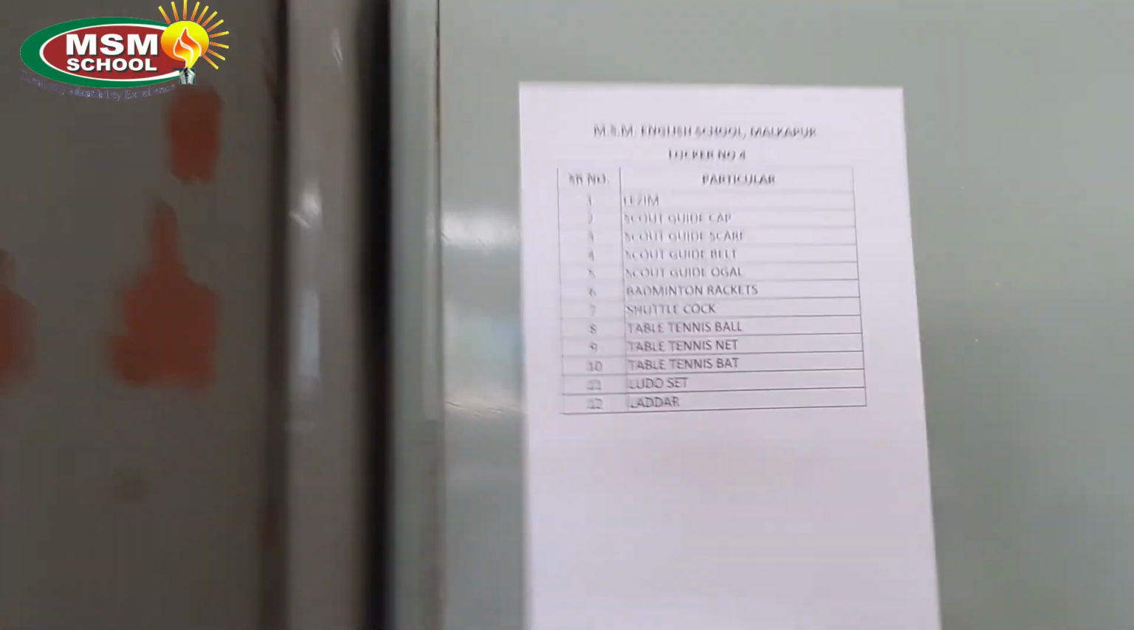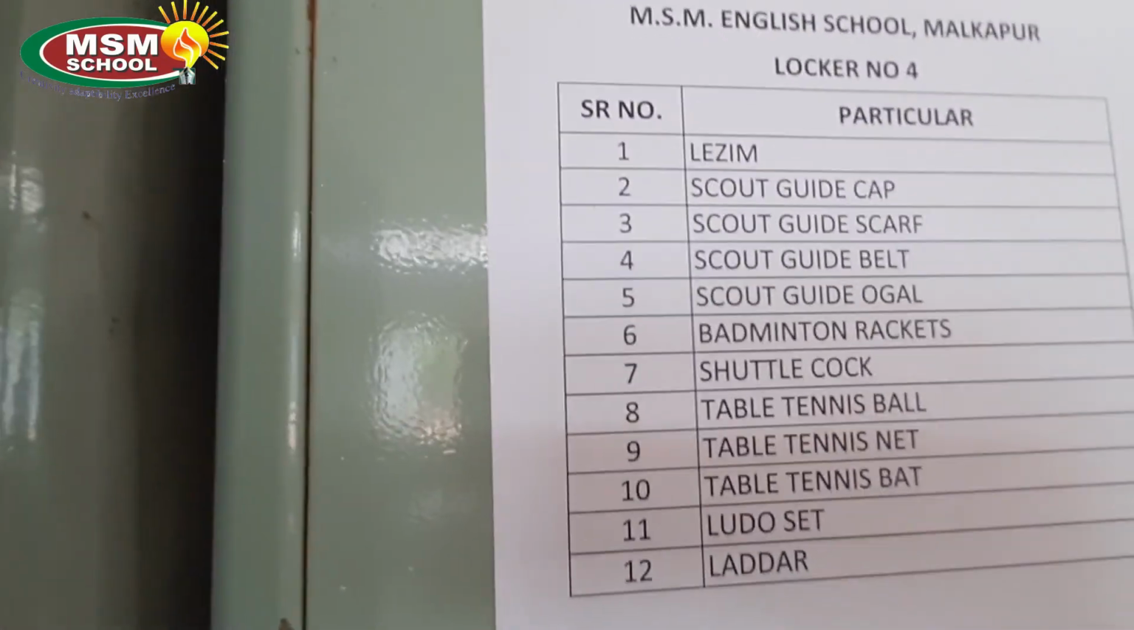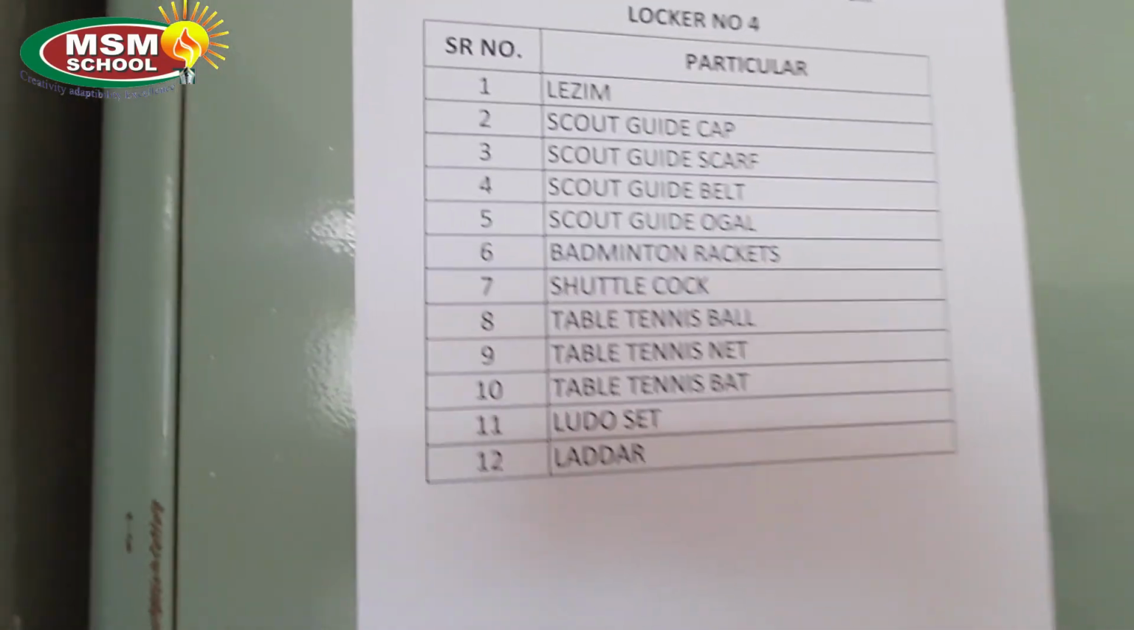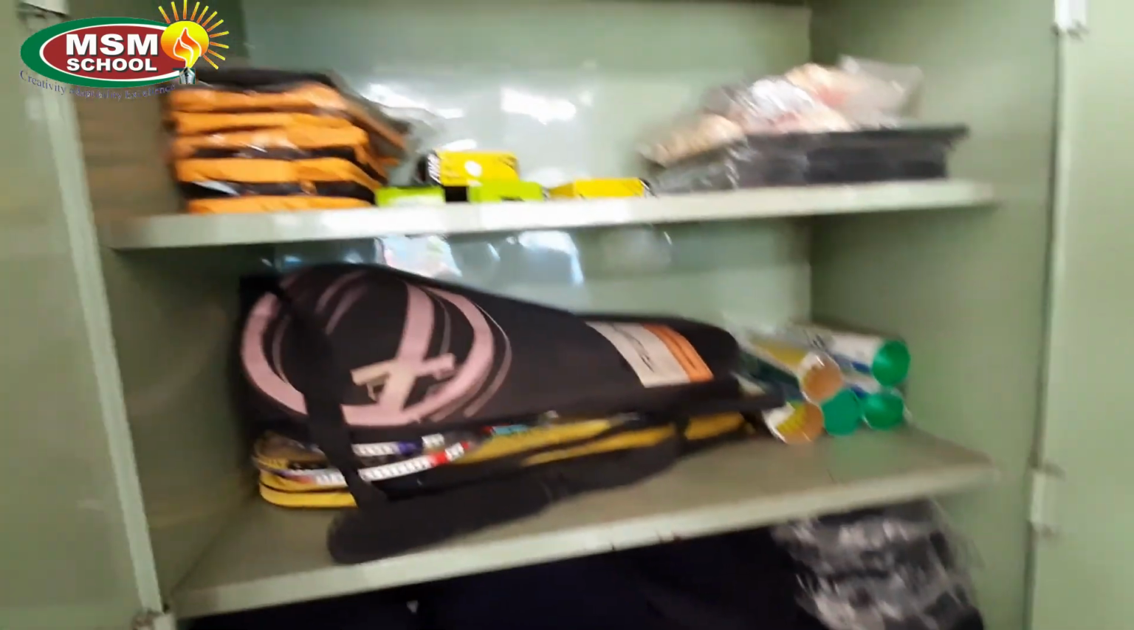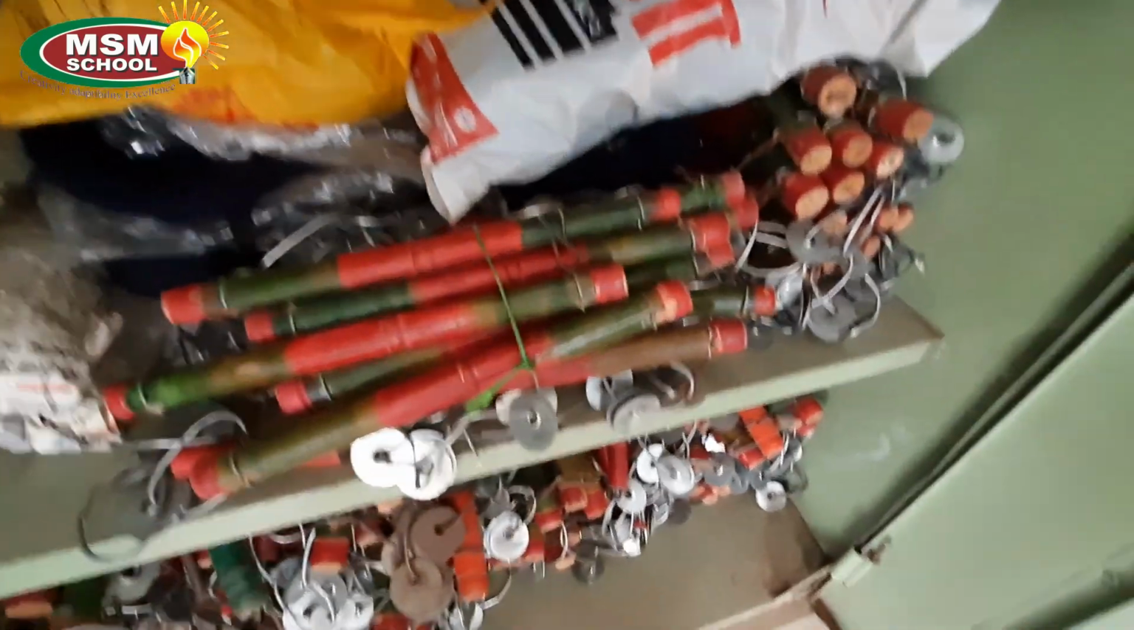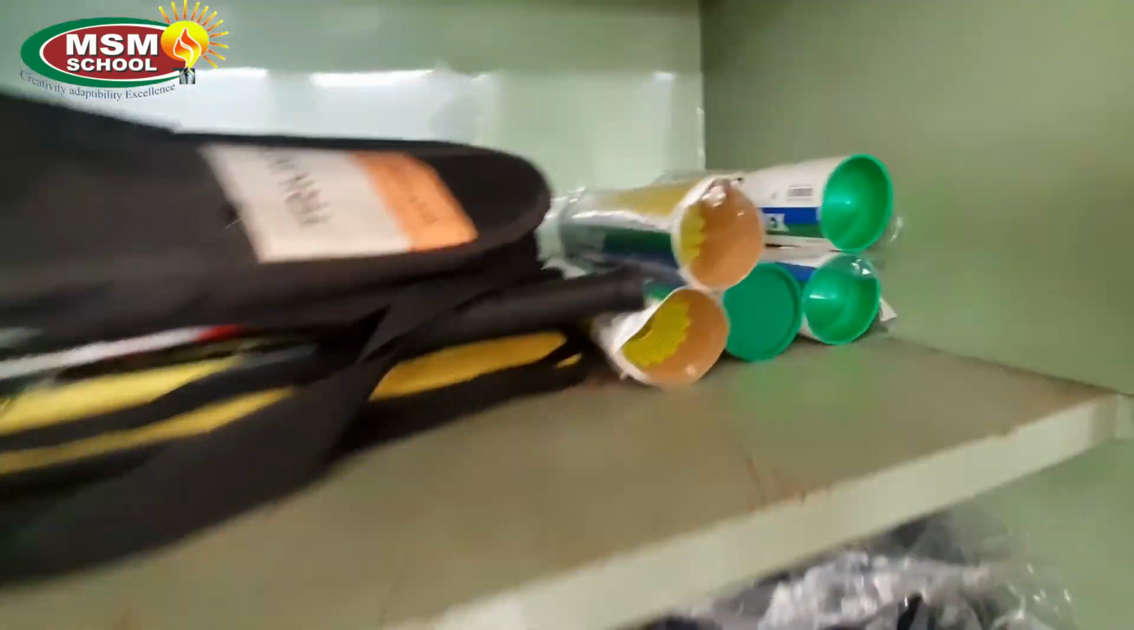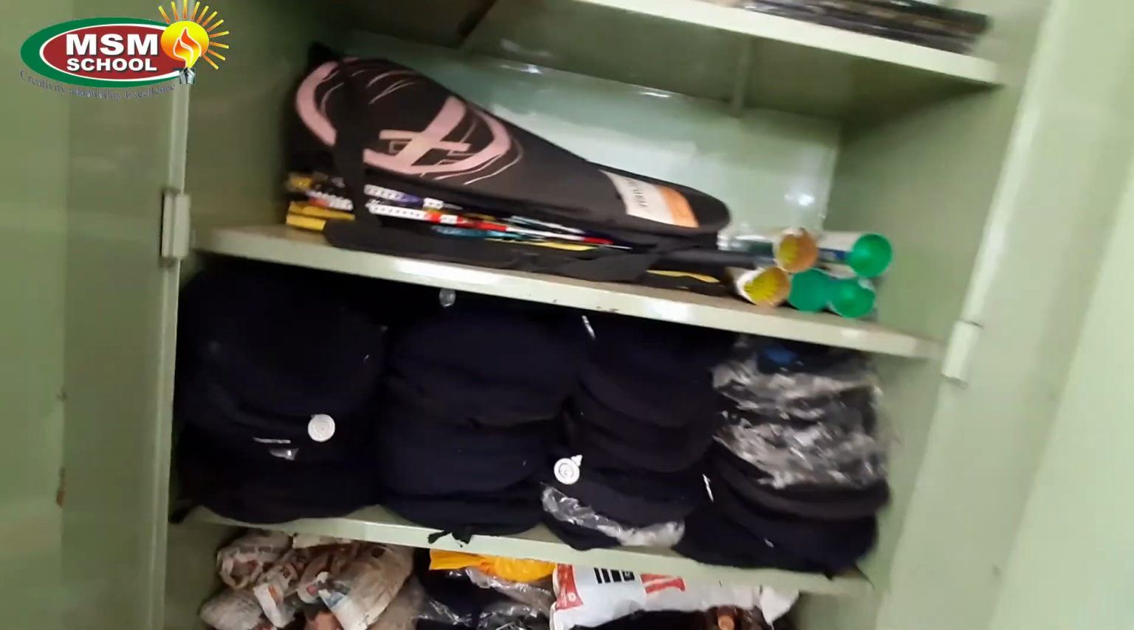For example, this contains, as you see, Lezims, Scout Guide cap, shuttlecock, table tennis ball. So we just check if we find those things as well. So where are the Lezims? You can see the Lezims are over here, and these are the Lezims that we have. And the Scout Guide cap and the shuttlecocks and the table tennis balls, the table tennis rackets. So whatever was mentioned, you will find those things in the cupboard.